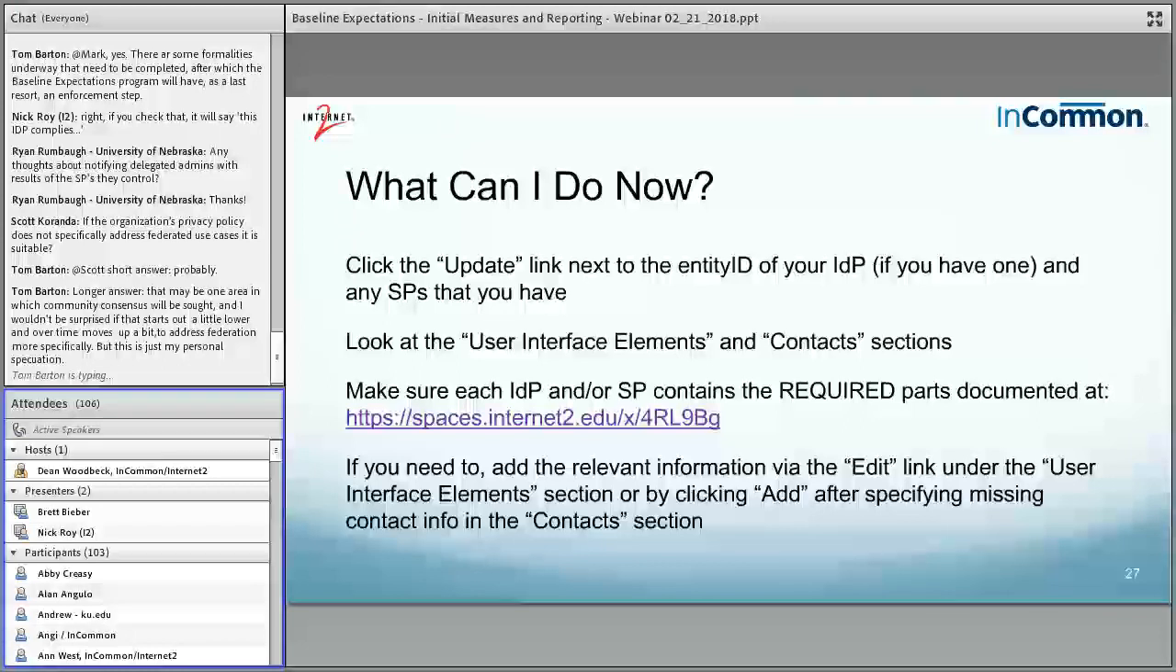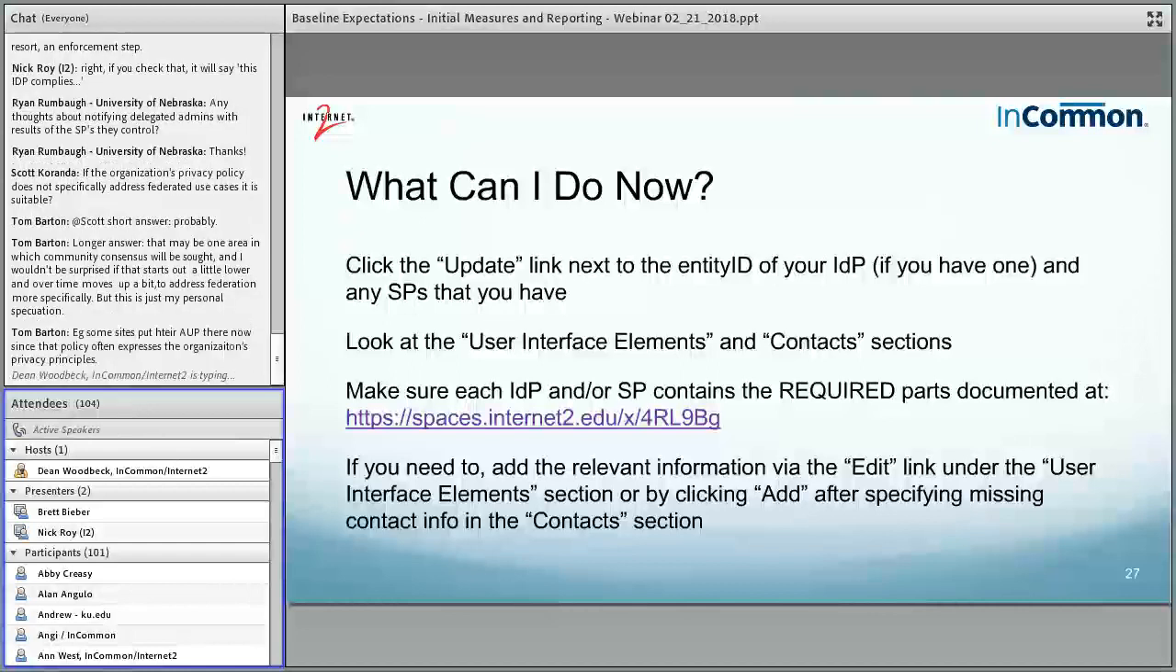Then there's a couple different sections, one for user interface elements and one for contacts, and those are the sections to pay attention to as part of this process. Make sure that each of your entity descriptors, each IDP or SP metadata, contains the required parts documented at that link. That link takes you to a really nice grid that our DevOps manager, Dave Schaefer, put together that tells you the musts and the shoulds in a really nice, concise format. And it gives you an idea of some of the elements that we're going to be checking in the Federation Manager, and how we'll be doing that in the future as well.